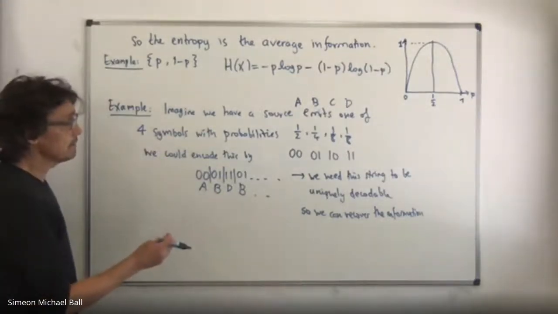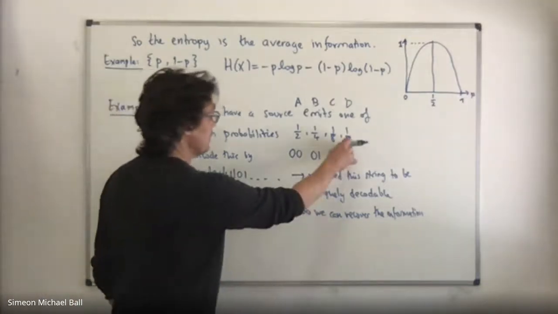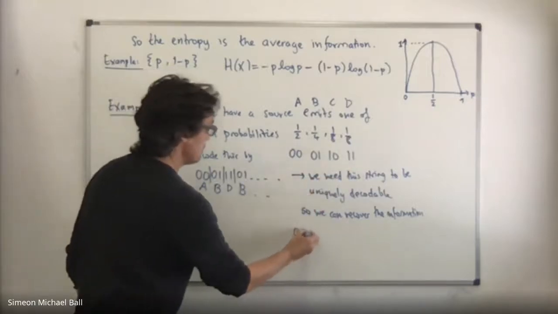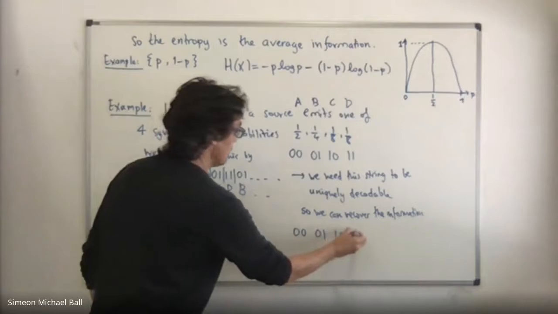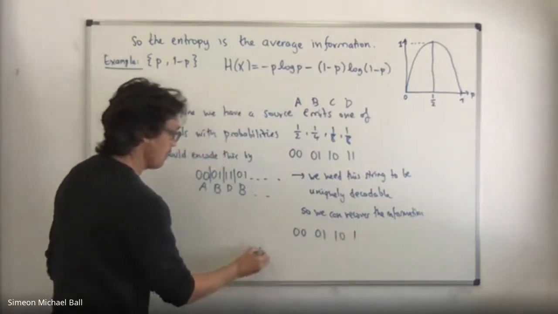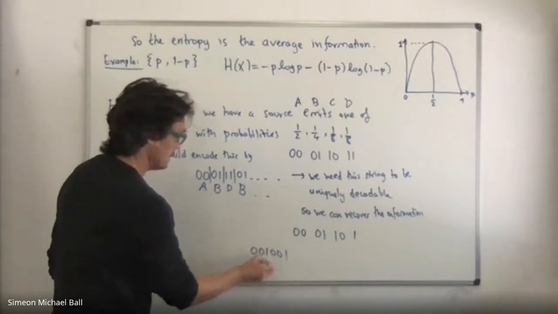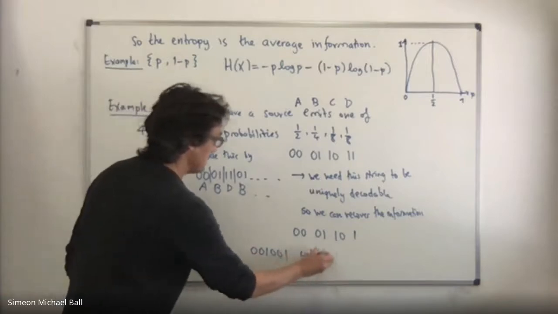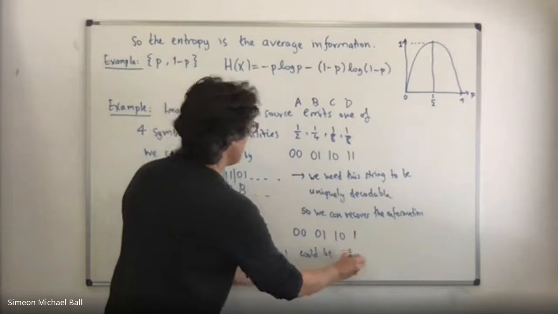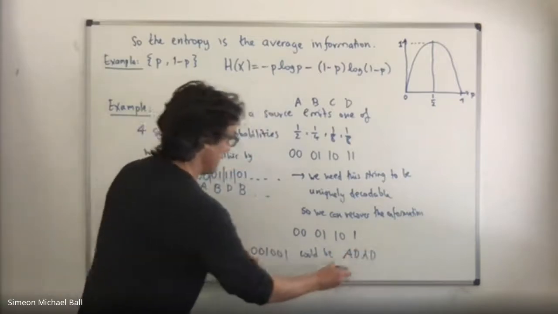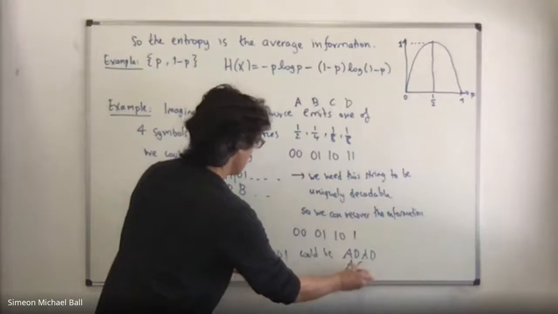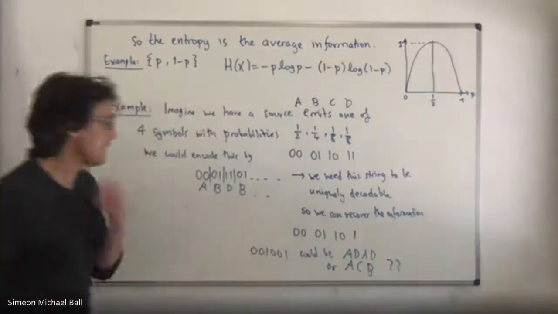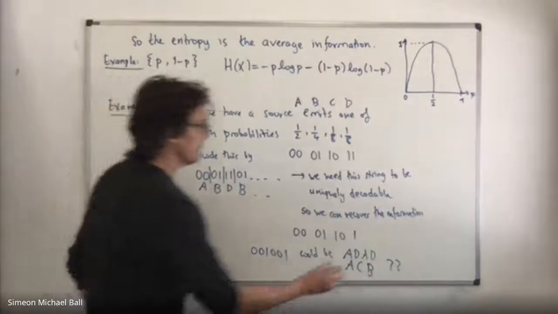But if we try to be a little bit clever, and I'm trying to chop one of these off here, then suddenly we wouldn't know it. So instead, if we tried 0, 0, 0, 1, 1, 0, and I put 1 here, then when we get to a 1, this string could either be A, D, A, D, or it could be A, C, B. Okay, so that would not be uniquely decodable.